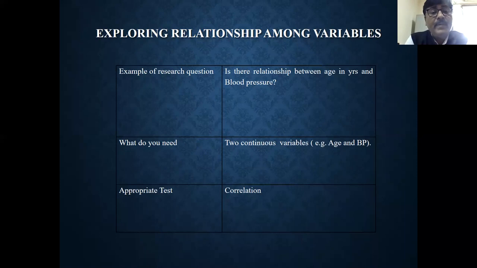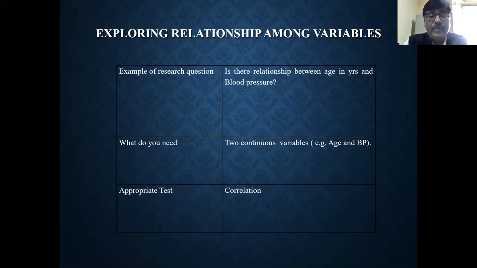Now, for example, if you have a research question like: is there a relationship between age in years and blood pressure? Now see, these are both variables, age and blood pressure. Here the level of measurement is changing. Pet lover was measured on a nominal scale, and here the age variable is measured on a continuous scale. Blood pressure is also measured on a continuous scale, meaning interval or ratio scale. So the scale of measurement is changing. If your scale of measurement is changing, accordingly your test will be changed. Your statistical technique will be changed.